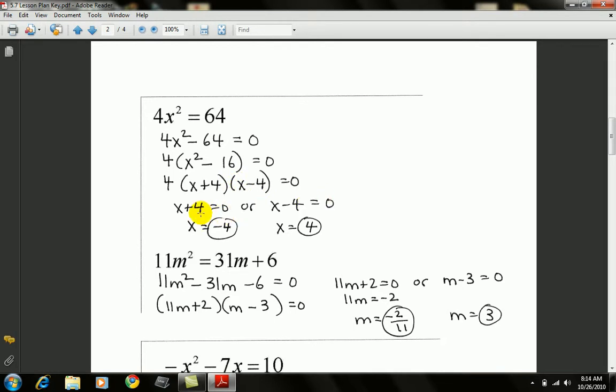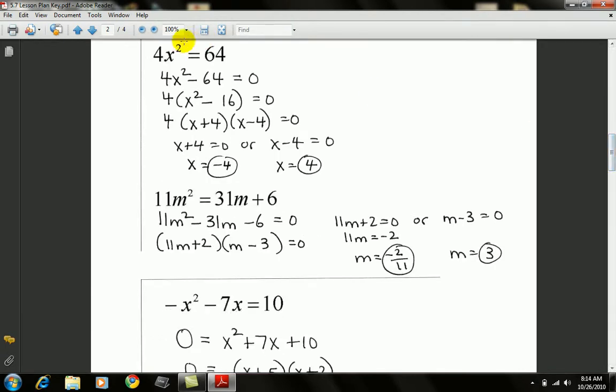Okay, x plus 4 equals 0 gives me negative 4, x minus 4 equals 0 gives me positive 4. Another way to have approached that problem is you could have divided both sides by 4 at the beginning, and that would have made the 4 disappear earlier. Okay? Alright.